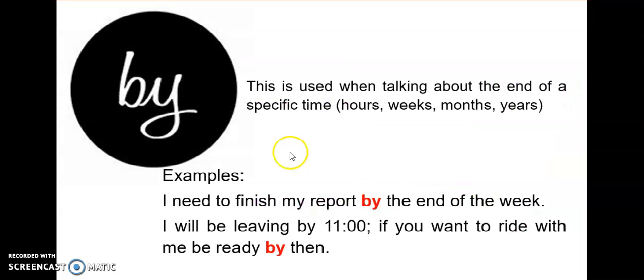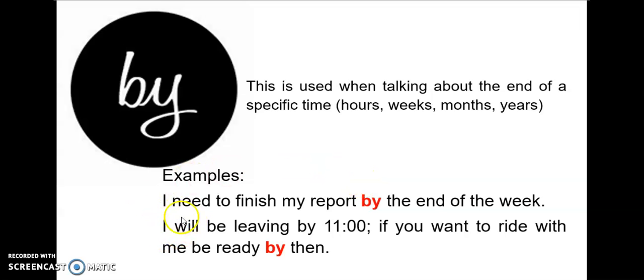Let's see by. By is used when talking about the end of a specific time. It can be the end of an hour, the end of a week, a month, or a year. For example, I need to finish my report by the end of the week. This means that at the end of the week, my report should be finished by that time, by the end of the week. So, before the week finishes, you should have the report, okay? By the end of the week.